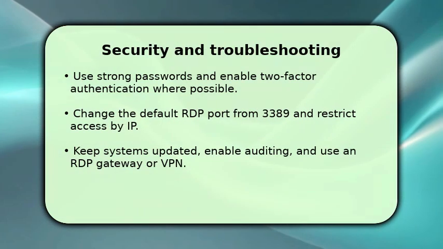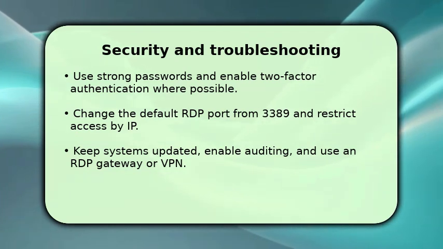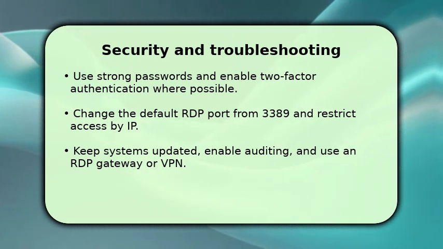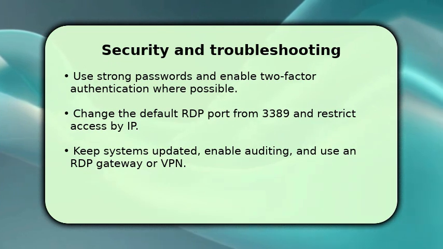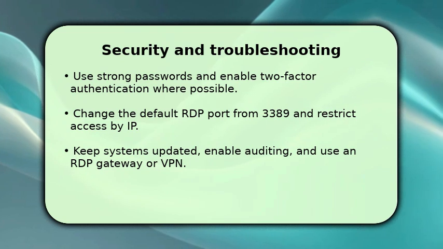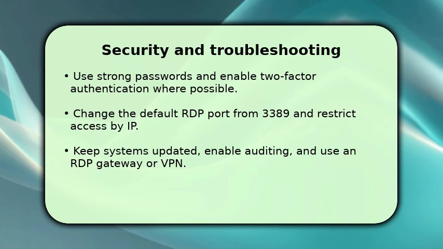Protect remote access by using strong passwords and enabling two-factor authentication where possible. Change the default RDP port from 3389 and restrict access to known IP addresses in firewall rules. Keep the host and client systems updated with the latest security patches and enable auditing for remote desktop logins.